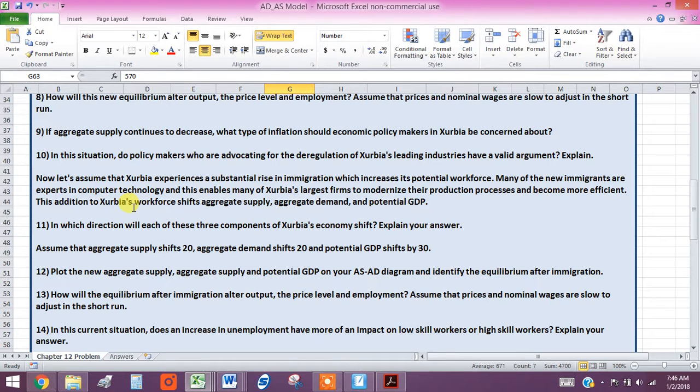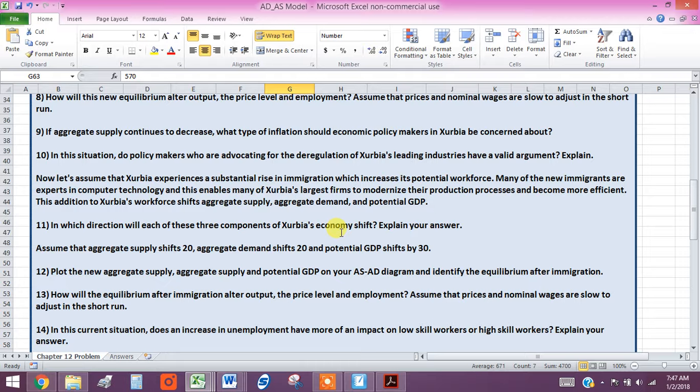This addition to Exerbia's workforce shifts aggregate supply, aggregate demand, and potential GDP. In which direction will each of these three components of Exerbia's economy shift? Explain your answer. So I'm asking you to figure out which way they're going to shift. And down here, I'm going to tell you how far each one is going to shift. But first, we've got to figure out which direction.